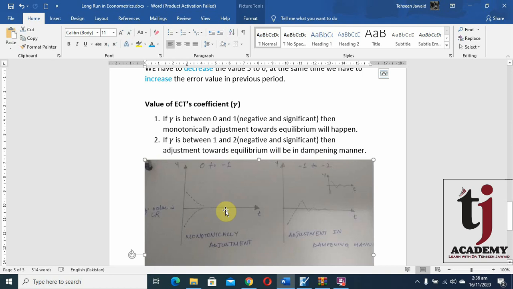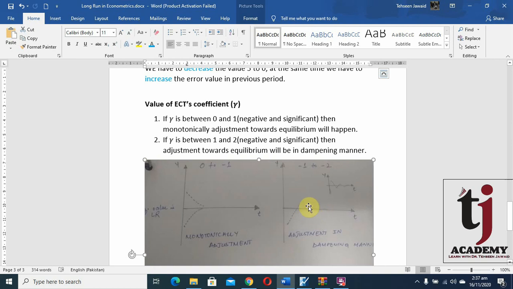It means if the value is less than the equilibrium value, it will move towards the equilibrium value, and if the value after shock is above the equilibrium value, it will move towards the equilibrium value like this. This would happen when the value of gamma is between 0 and 1. On the other side, if the value of gamma is between 1 and 2, but less than 2 obviously, with negative sign and significance, then adjustment towards equilibrium will be in a dampening manner like this.